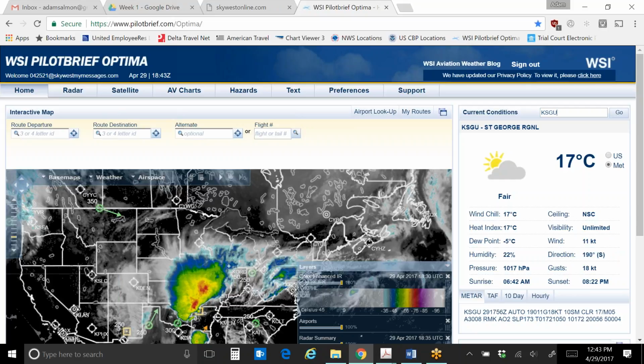So right now in St. George we are 17 degrees Celsius, and if you look here in the METAR, you see this 17 and then that slash M05. That's the current temperature, and the second one is always the dew point. So the dew point here in St. George right now is -5.